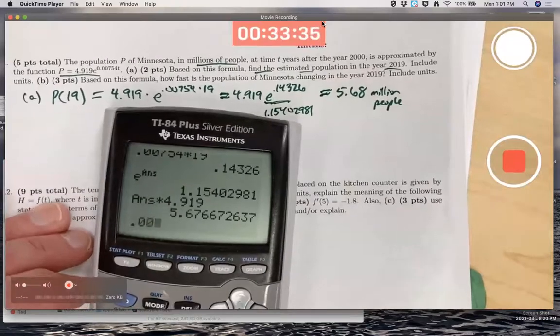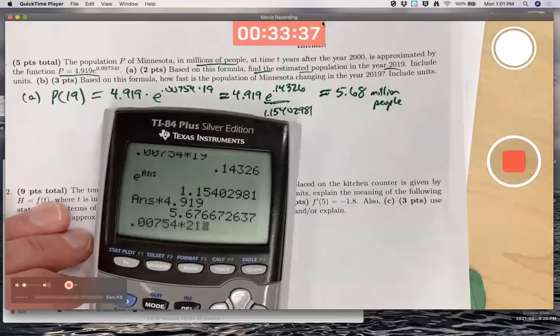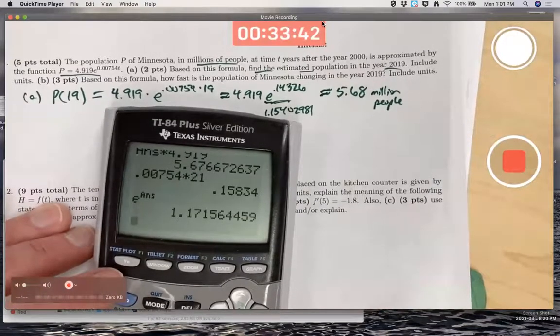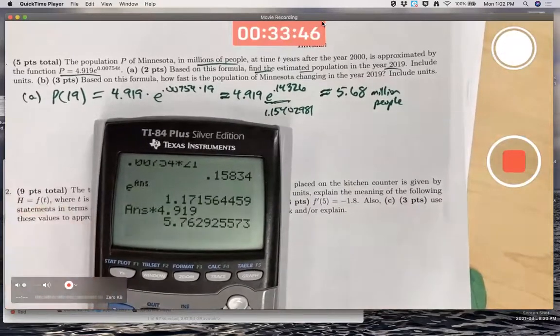0.00754 times 21 power and multiply that by 4.919. If this is a good model, 5.76 million people would be the approximation for the current year. About 0.08 million people more than 2 years ago. 0.08 million is 80,000 people. 0.08 times a million is 80,000.